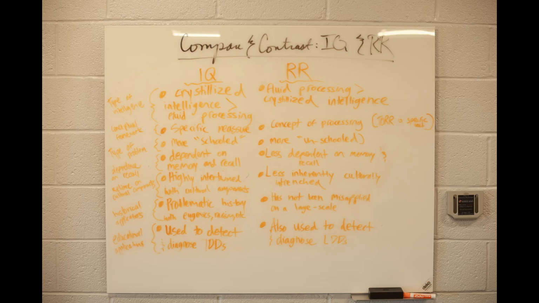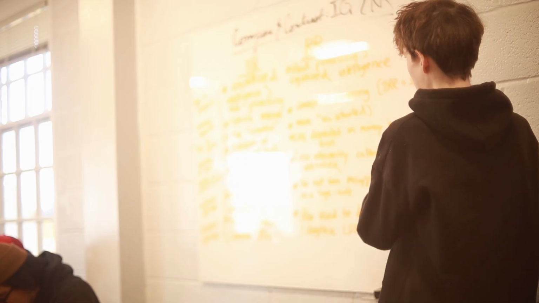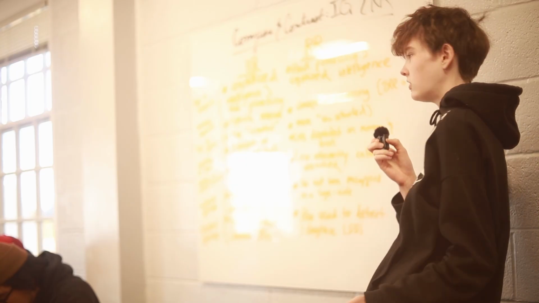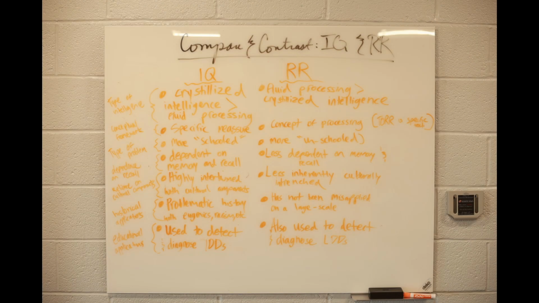Then we looked at the conceptual framework. IQ is a specific test, a specific measure, whereas relational reasoning is a concept of processing that isn't inherently a specific measure. We took the TOR, which is a specific test, but that isn't synonymous with relational reasoning itself. Then we looked at the type of problem. IQ is more of a schooled approach on the problem mapping framework, whereas relational reasoning is more of an unschooled approach.